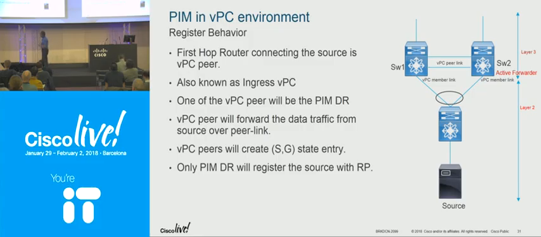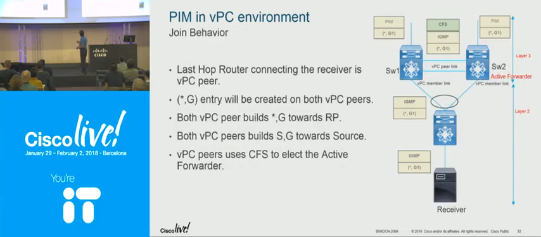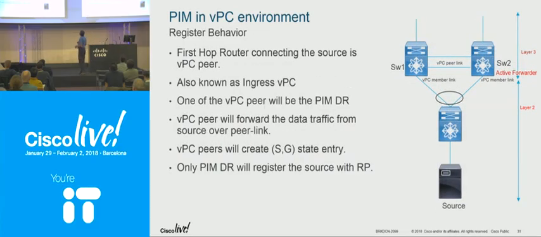vPC, so let's look into the register behavior. In register behavior, the source is connected to our vPC peers. The source would be sending some data traffic which goes to one of the layer 2 switches. The layer 2 switch receives the data traffic, and because the vPC peer link is marked as M router, it'll be flooding it over the peer link as well. Don't worry about this. We'll be looking into each of those show outputs in our forthcoming slides.